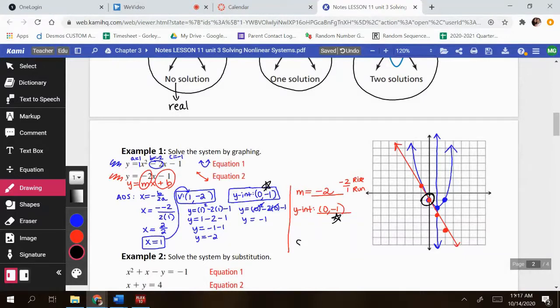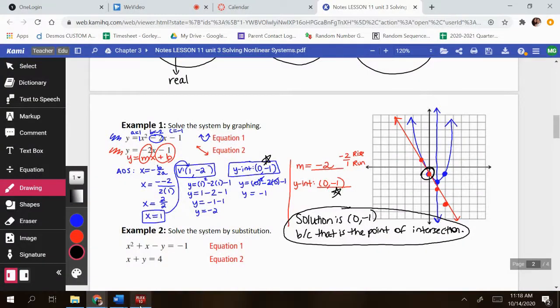So my solution is 0, -1, because that is the point of intersection. Okay.